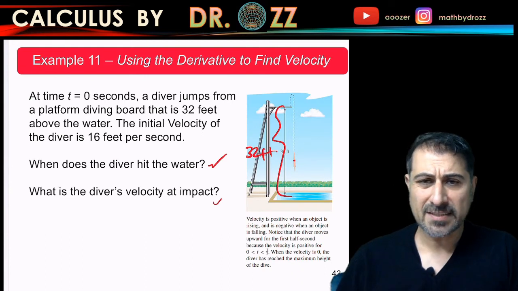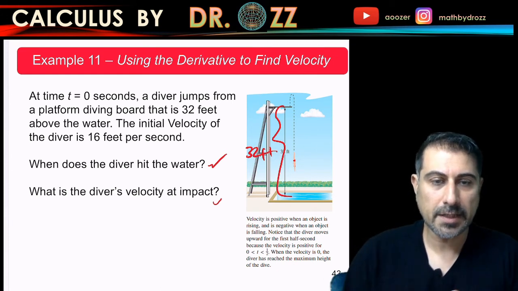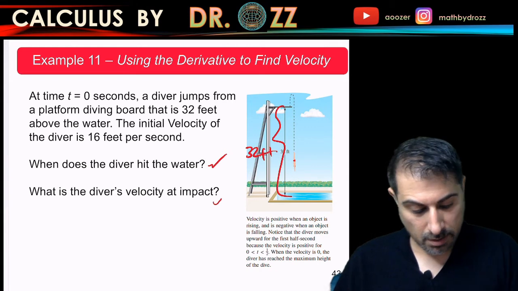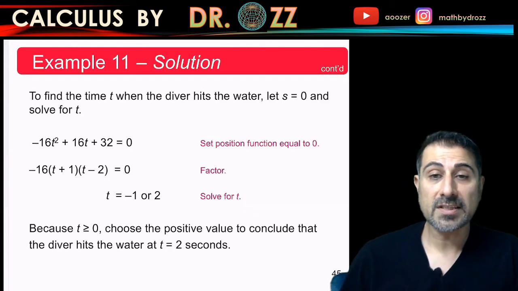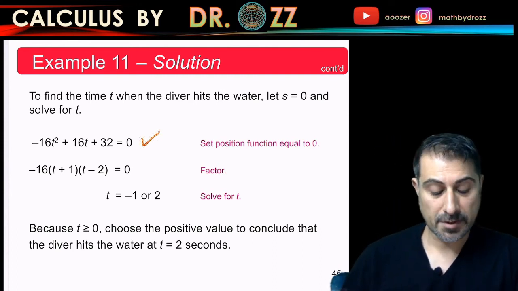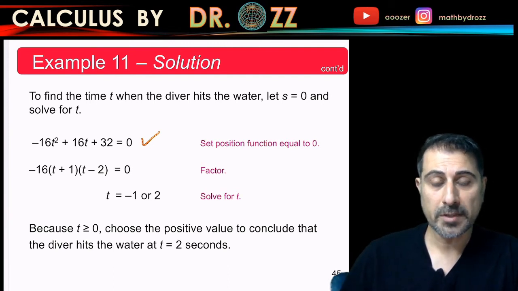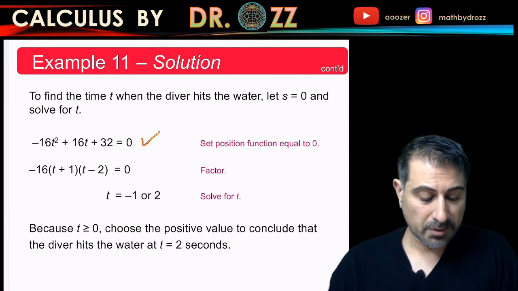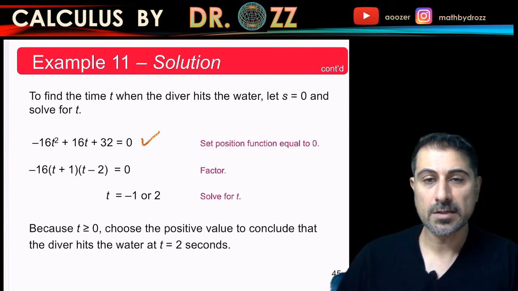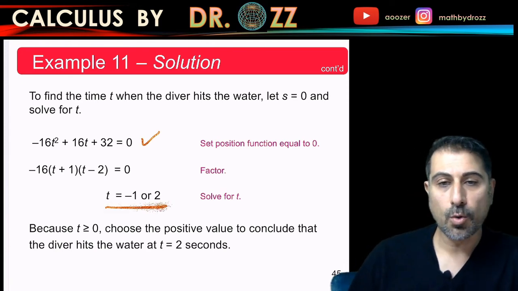The first question was asking, when does the diver hit the water? Essentially when s is exactly equal to 0. When the position is 0, that means you hit the water. So I'm going to set the position function to 0, and in this case, we're solving a quadratic. You can either use the quadratic formula, or you can try to factor this polynomial. In fact, this polynomial factors as negative 16 times (t plus 1) times (t minus 2). That takes you to t equals minus 1 or 2.